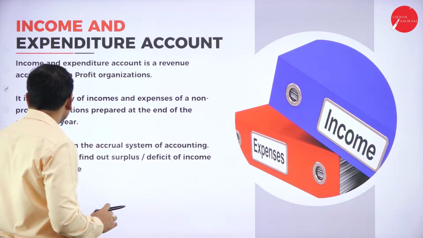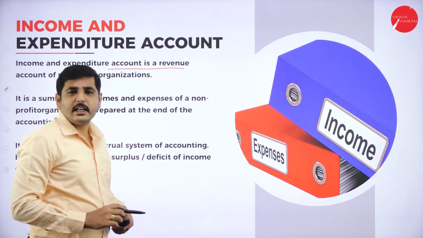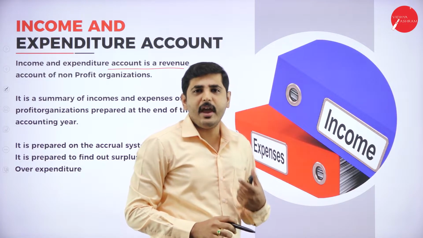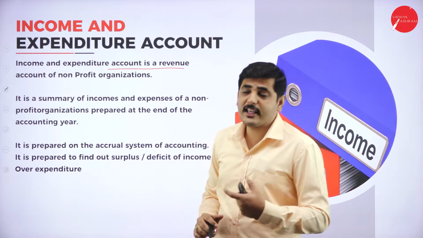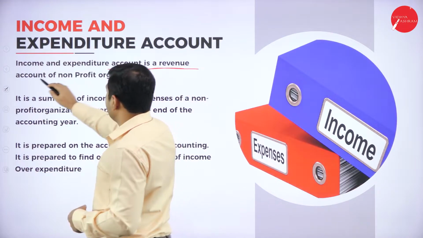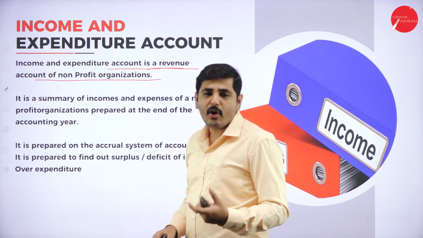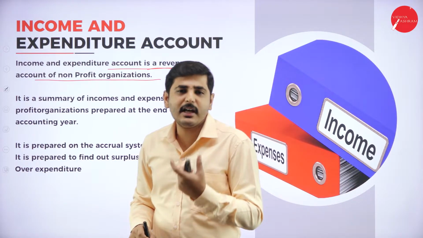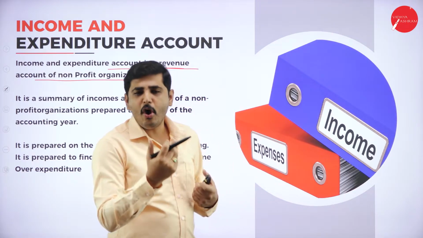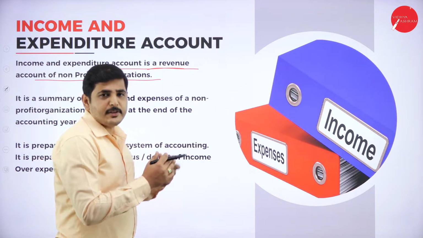Next point, income and expenditure account. So the next heading is the income and expenditure account. What do we mean by income and expenditure account, and why do we have to prepare it? Let's see. The income and expenditure account is a revenue account of a non-profit organization. It is a revenue account: whatever income we receive through the ordinary activity of the business should come to the income and expenditure account.